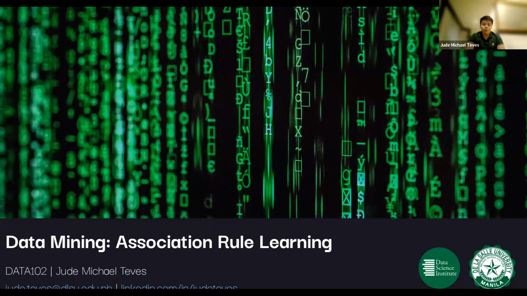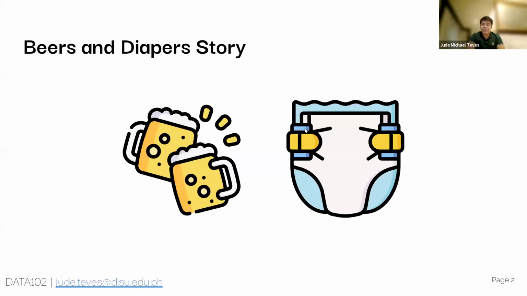Hello, everyone. So for this session, we will be discussing association rule learning. But before that, let's start with the story of the beers and diapers. This is a very popular story in the field of data science and data mining because it has so many applications. But the story goes like this.